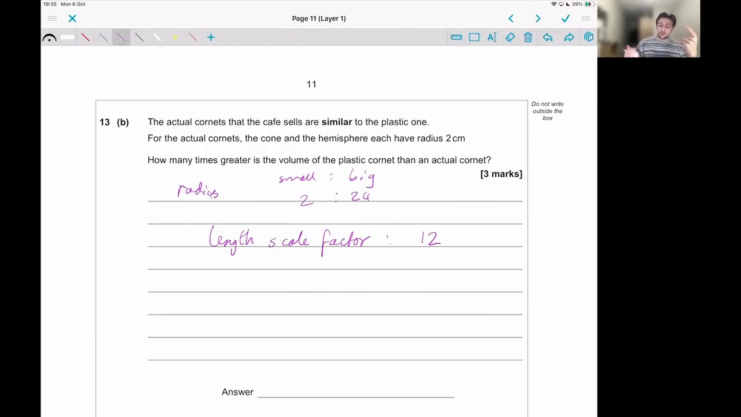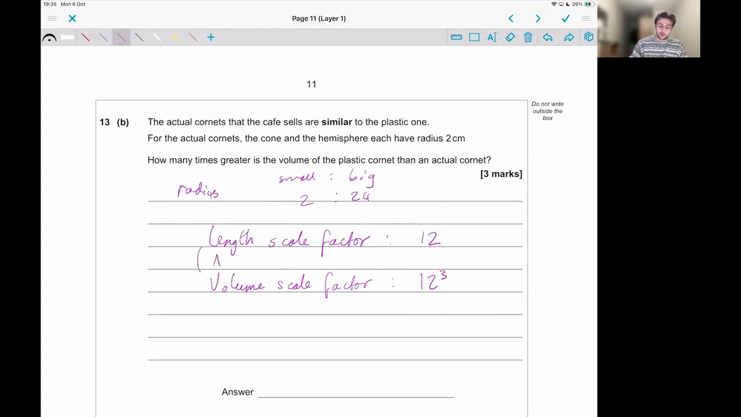But when you do the volume scale factor, that scale factor is happening on all 3 lengths that are being multiplied together. So your number is actually becoming 12 times 12 times 12 bigger. So 12 cubed is your volume scale factor.